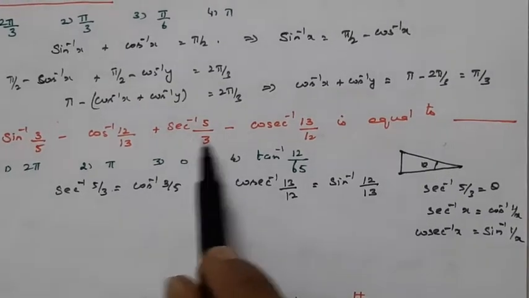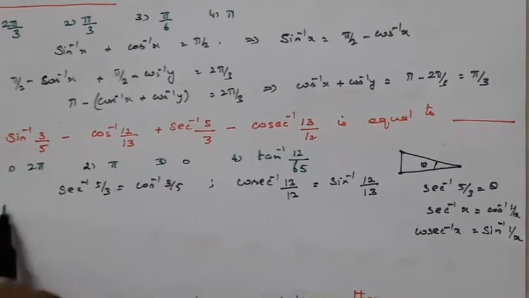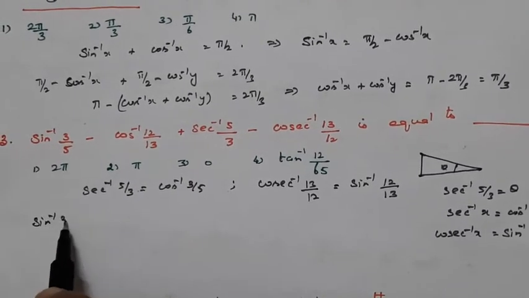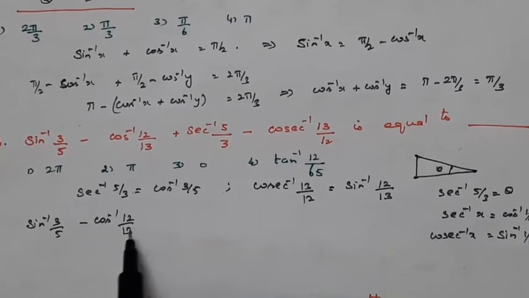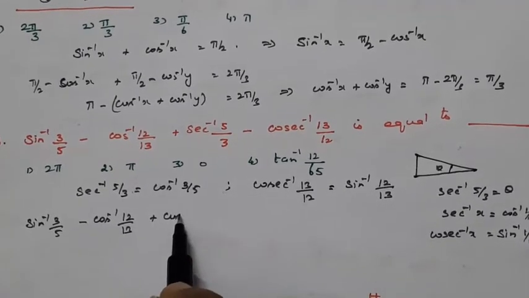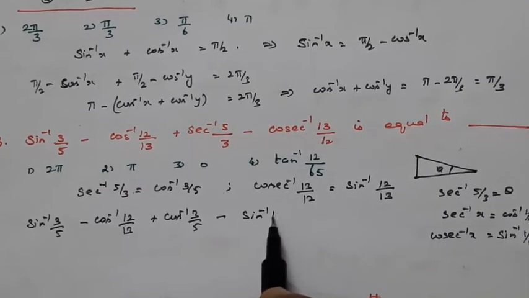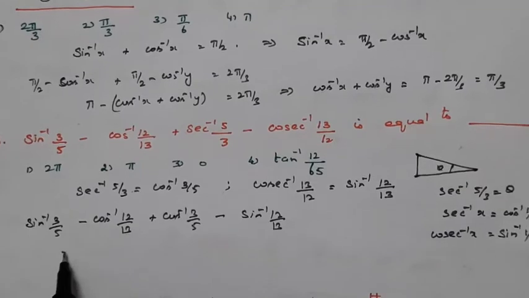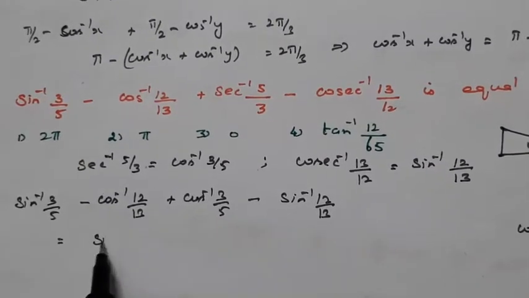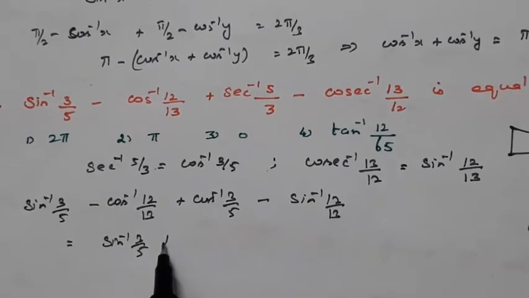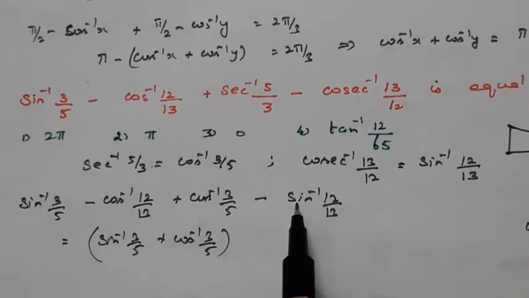So, let us convert this to sine and cos and substitute here. What happened to the given expression? Sine inverse of 3 by 5 minus cos inverse of 12 by 13, then plus cos inverse of 3 by 5 minus sine inverse of 12 by 13. Now sine inverse of 3 by 5 and cos inverse of 3 by 5 can be grouped, sine inverse of 3 by 5 plus cos inverse of 3 by 5, and then these two can be grouped.